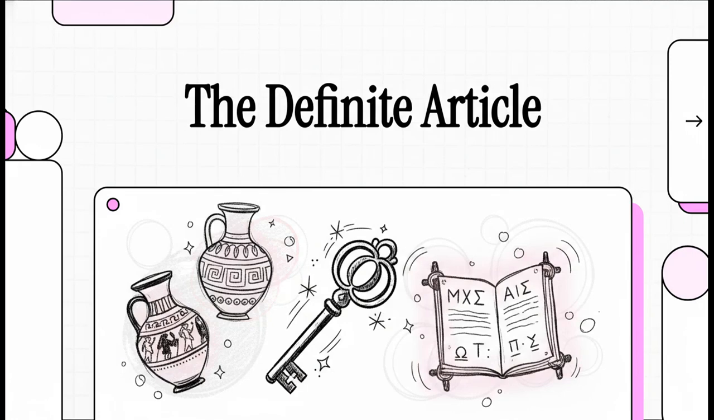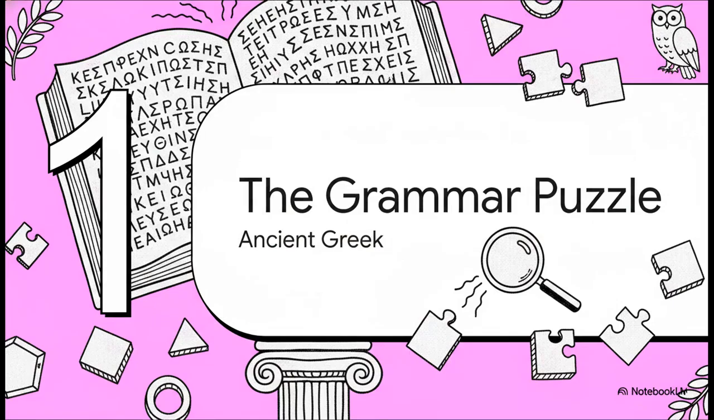Welcome to The Explainer. Look, today we're tackling one of the biggest headaches for anyone learning ancient Greek, but we're going to do it by honing in on one tiny, kind of unassuming but unbelievably powerful word. It's basically a secret key to unlocking the whole language. All right, let's just jump right in.